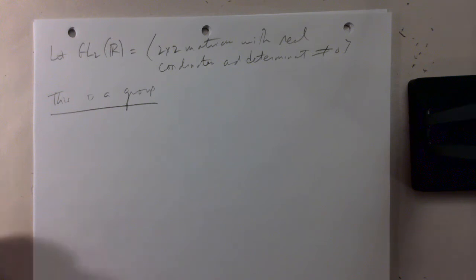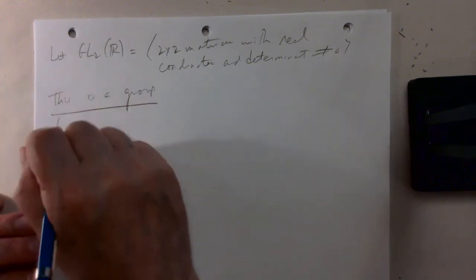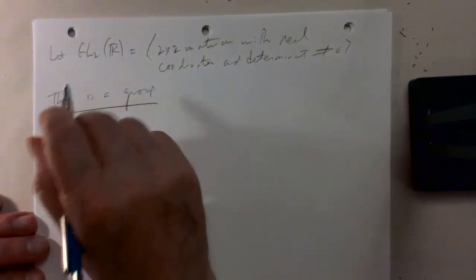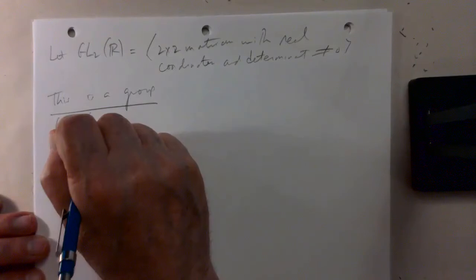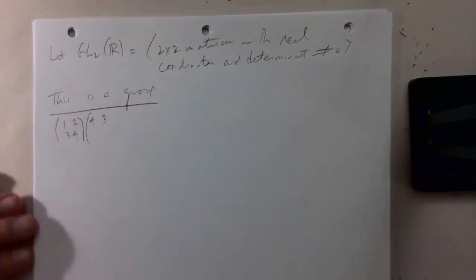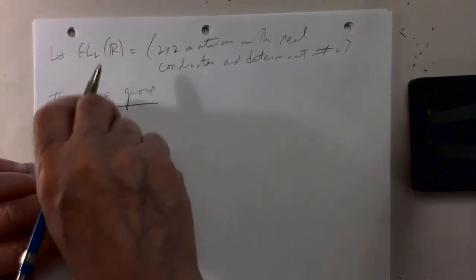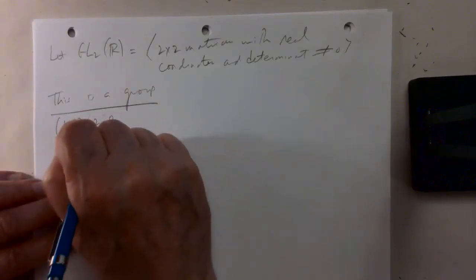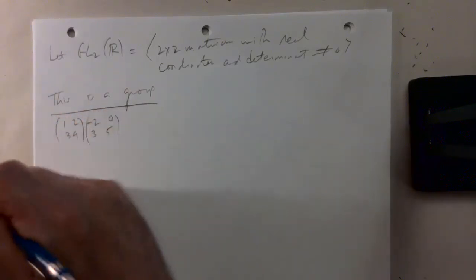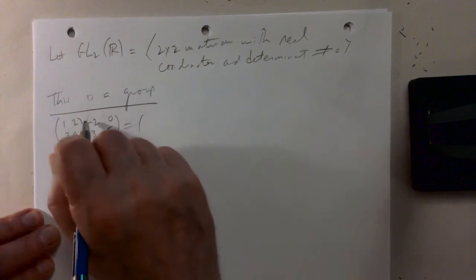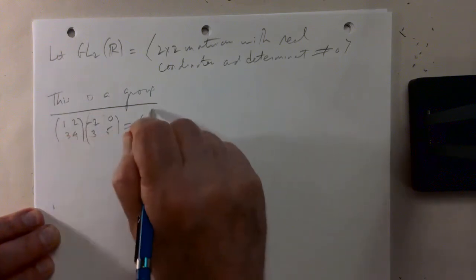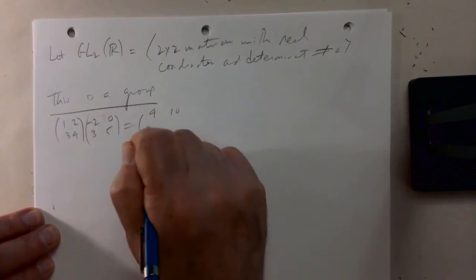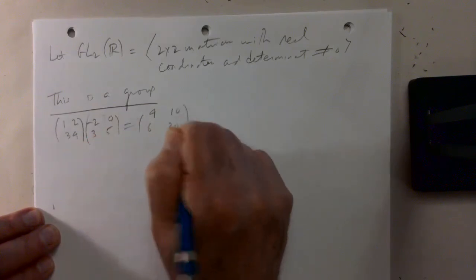Is it an abelian group? I don't know. Let's take a sort of a random example. 1, 2, 3, 4. I'll just make up some numbers. Minus 2, 0, 3, 5. So if I multiply these, I get minus 2 plus 6, 10, 6, 20.